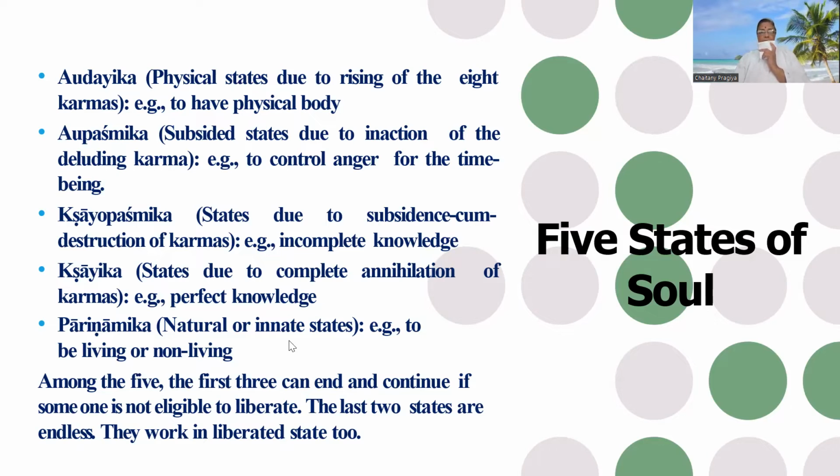Parinamic bhav: as we know, there are certain living beings who have eligibility for liberation, and those who do not have eligibility for liberation. These states of any living being are not caused by some karmas, but it is their destiny that some are eligible for liberation and some are not. So these bhavyatva and abhavyatva stages are not caused by any bad karmas, or because they have done something bad.